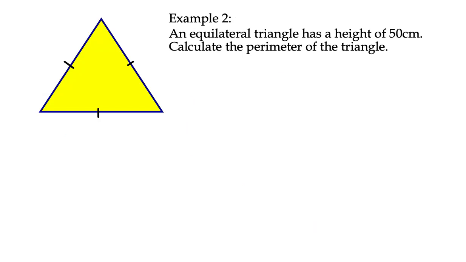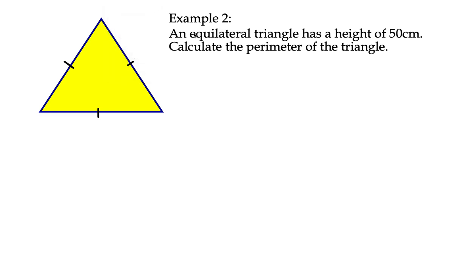Let's do a second example, and this time it's a wee bit of problem solving here. Here's an equilateral triangle. It's got a height of 50 centimeters, and it says calculate the perimeter of the triangle. So it seems a bit odd. It doesn't have any information in the triangle, but it does give us some clues in the words. So let's just have a look at a couple of clues.